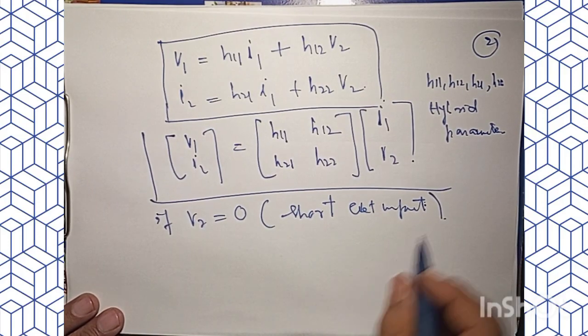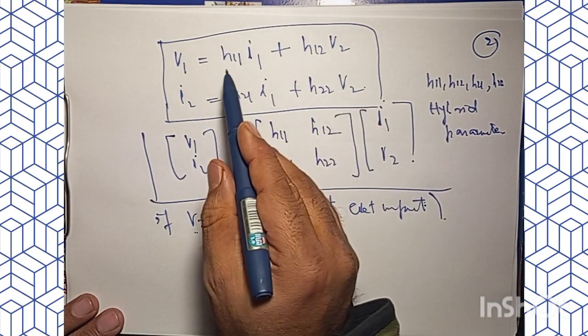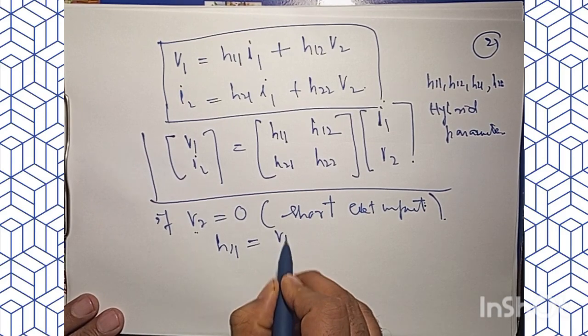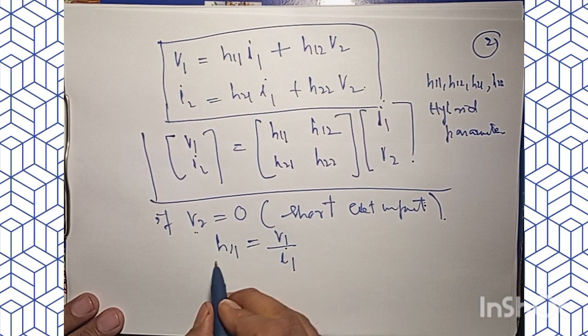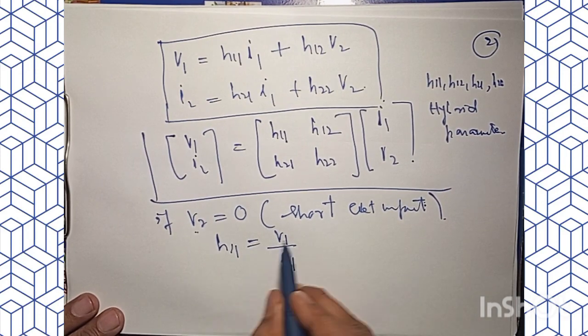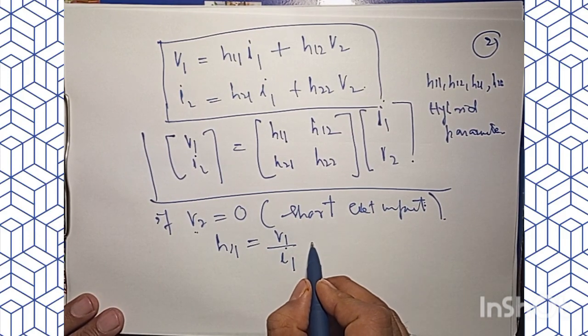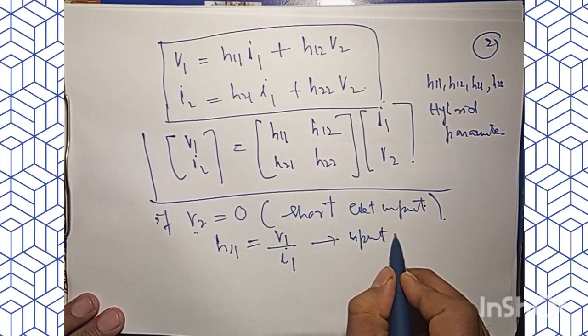Okay, so in this case, now if I take V2 equal to 0, what will I get for H11? H11 will be V1 by I1. Right? Now, this H11 is equal to V1 by I1. What do we call it? We call it input impedance.